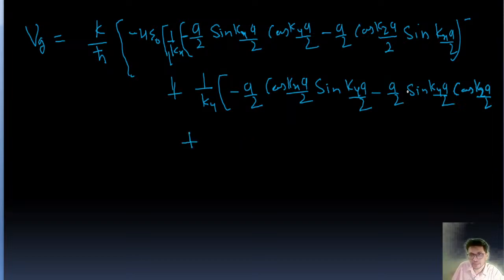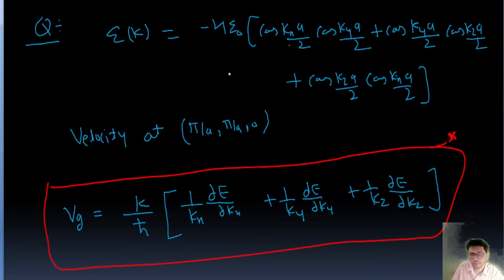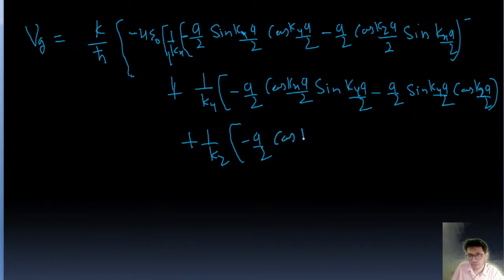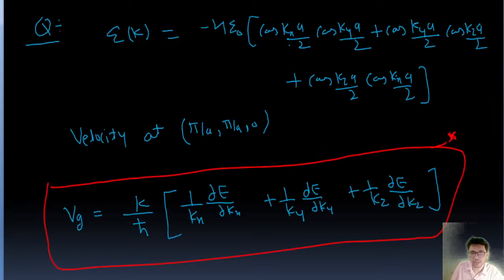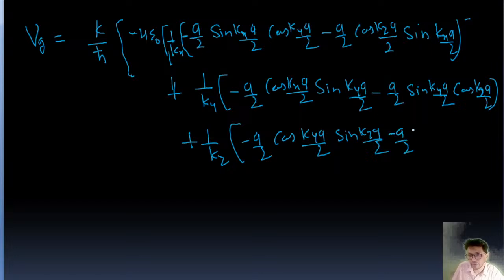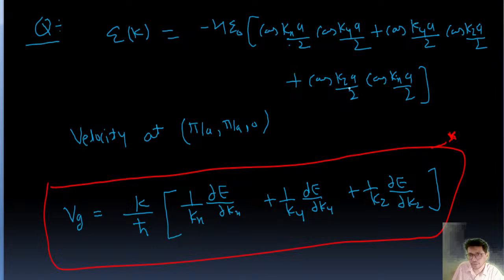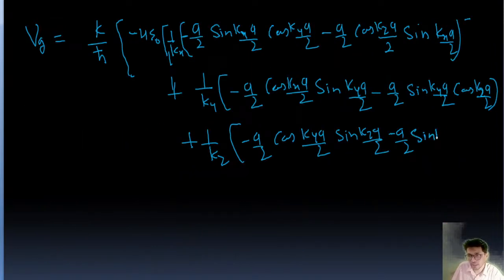and similarly plus 1 upon kz. With respect to z we need to differentiate, so this value is going to be 0. This value is minus a by 2 cos ky a by 2 sine kz a by 2, right? Because we have differentiated with respect to kz for this one. Now for this minus a by 2, this one we are differentiating with respect to z, means sine kz a by 2 into cos kx a by 2.